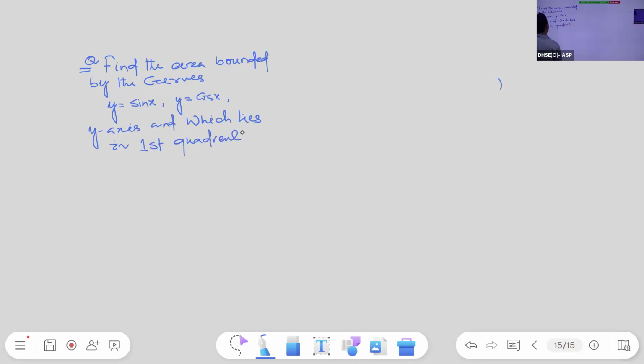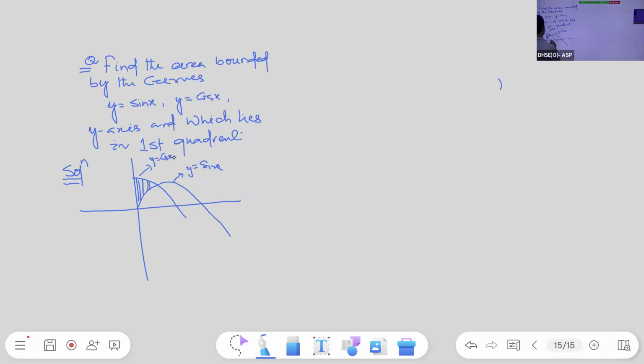And which lies in the first quadrant, right? Area bounded by the curve y is equal to sin x and y is equal to cos x, which lies in the first quadrant. That means this area. This is the curve y is equal to sin x. This is the curve y is equal to cos x.